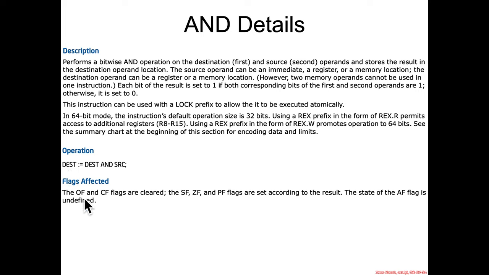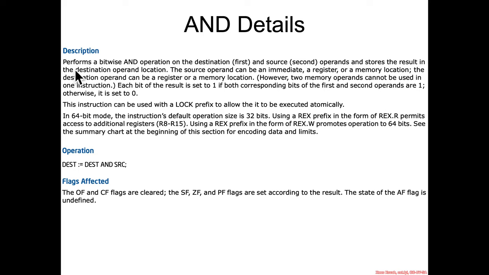So here it says the overflow flag and CF flags are cleared, so always cleared by the AND instruction. The sign flag, zero flag, and parity flag are set according to the result. So you would expect that the sign flag gets set if the most significant bit is one. Zero flag is set if the result is zero. Parity flag, I haven't made the optional material yet, so I don't know whether I've told you about it or not, so I'm going to ignore that for now. And the state of the AF flag is undefined.